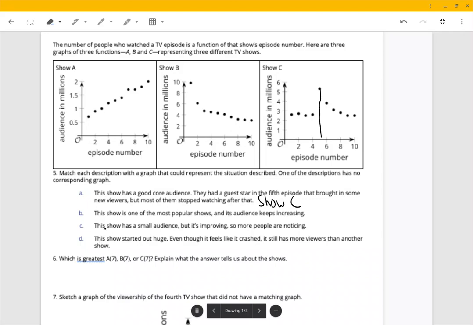Okay. C, this show has a small audience, but it's improving, so more people are noticing. This statement right here looks like it would go more with show A, because when we look at the numbers, notice the first episode is less than 1 million, and the 10th episode is only at about 2 million, which is still less than most of these episodes over here. So it's got a small audience, but it is going up. So C, we're going to say, matches up with show A.